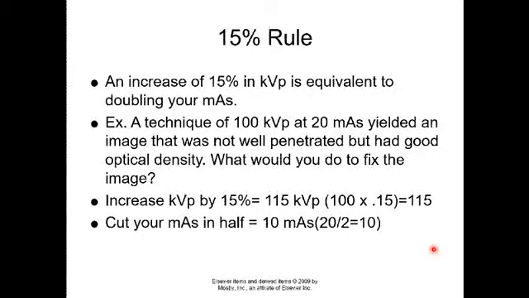So for a technique of 100 kVp at 20 mAs, it yielded an image that was not well penetrated but had good optical density. What would you do to fix the image? With this particular equation, since the image is not well penetrated, but the optical density is good, you would want to increase your penetrability.